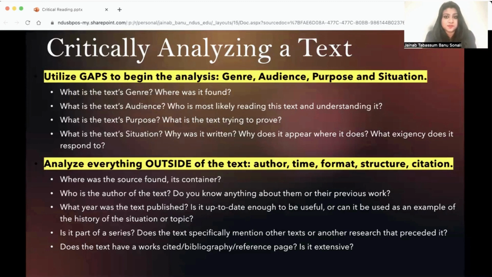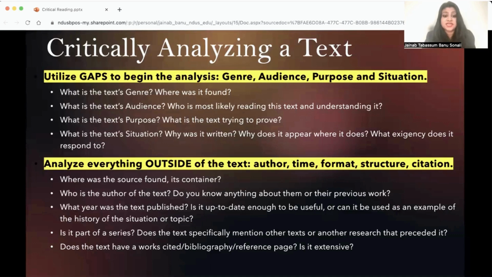Where was it found? Is it found in a peer-reviewed journal, in a newspaper article, open access blogs, a book published by your next door neighbor, or a Routledge publication? So you need to understand the text genre. Is it a newspaper article? Is it a scholarly article? Is it a book? So you just need to ask these questions. It is important because every single genre has its own purpose. Every single genre has its own format and also audience.